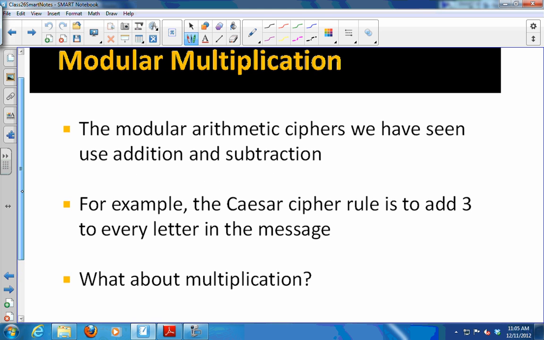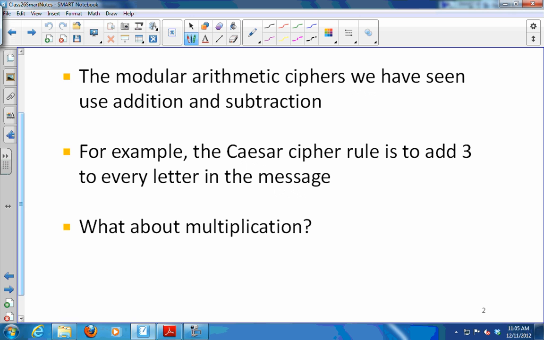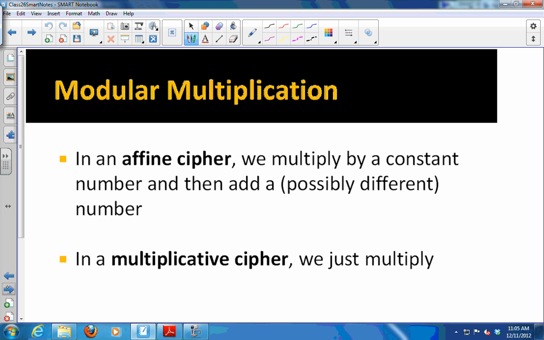So the modular arithmetic ciphers that we have seen used addition and subtraction, right? We started out with the Caesar cipher where you just add 3 to every letter. Then we added a keyword over and over. And then we used the keyword plus the message itself as our encoding key. But we were always adding. We were adding to encode, subtracting to decode. But you could also multiply or do some combination of multiplication and addition.